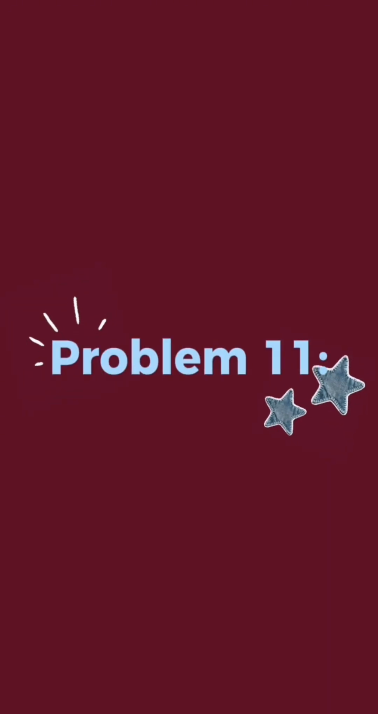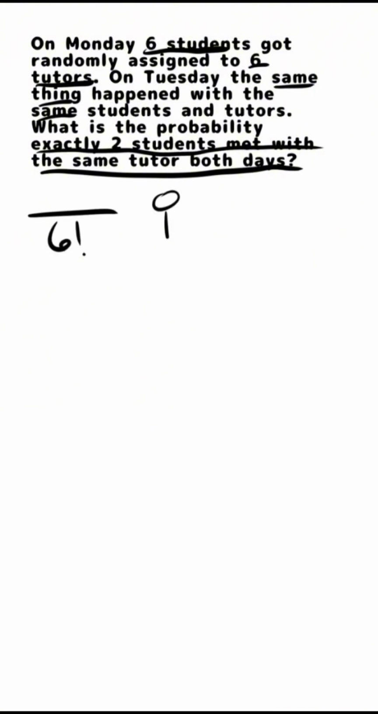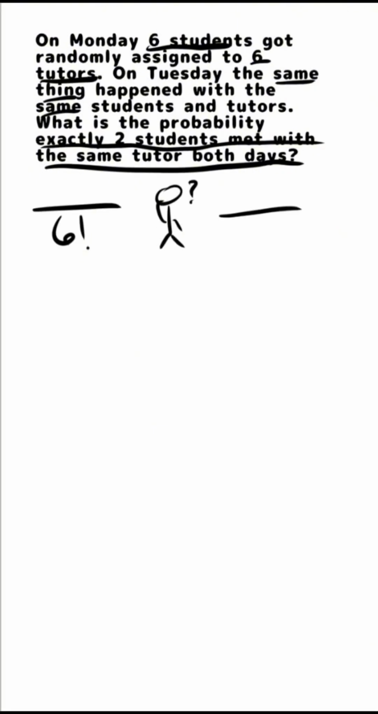Problem 11. On Monday, 6 students got randomly assigned to 6 tutors. On Tuesday, the same thing happened with the same students and same tutors. What is the probability that exactly 2 students met with the same tutor both days? So the denominator will be 6 factorial for the number of arrangements of students and tutors on Monday. When I read this though, I was kind of confused since I thought the denominator should have been 6 factorial squared, but then you'd have to put 6 factorial on the numerator so it cancels out and gives you the same answer.